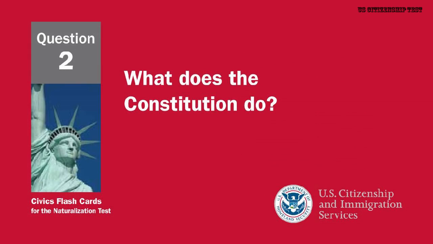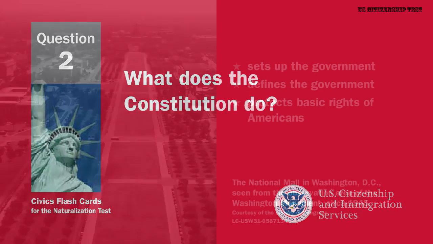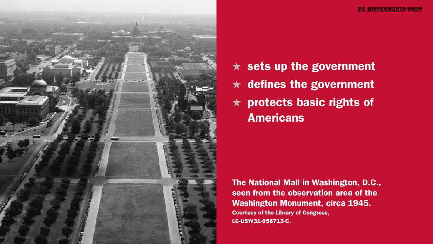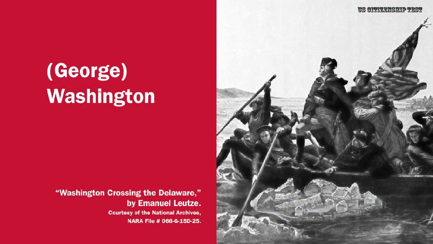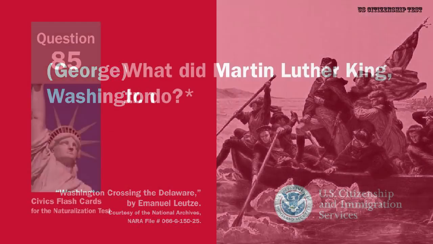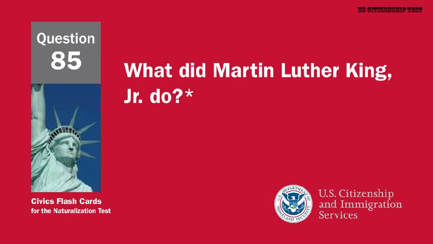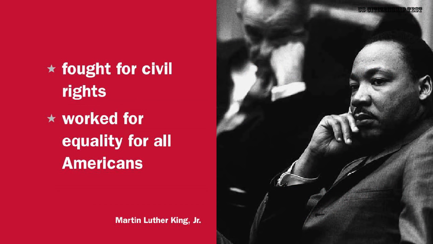What does the Constitution do? Sets up the government. Defines the government. Protects basic rights of Americans. Who was the first president? George Washington. What did Martin Luther King Jr. do? Fought for civil rights. Worked for equality for all Americans.